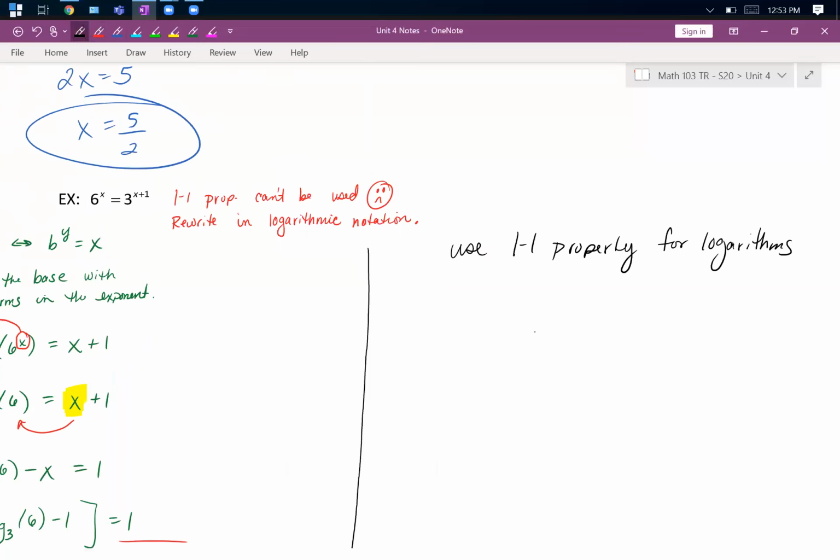So if I'm starting with 6 to the x equals 3 to the x plus 1, using the one-to-one property, and then we either want to use natural log or common log. I personally prefer natural log. We're going to make these be the argument of a log. So I'm like natural logging both sides. This is the way I was taught when I was a student. I had no idea what I was doing. I could make it work, but I had no idea why it was working. So that's why it's not my preference on teaching it this way.